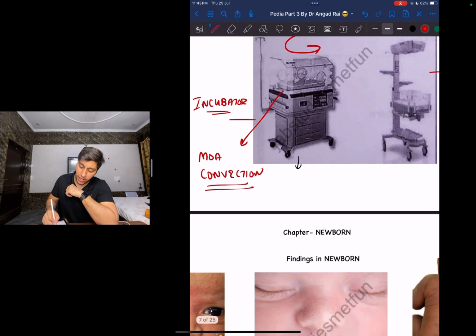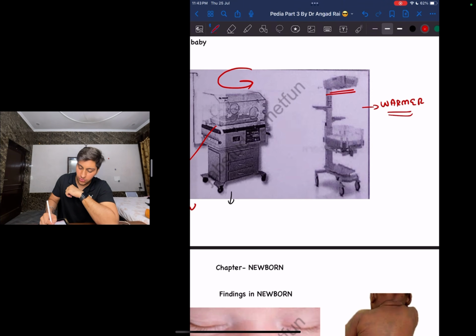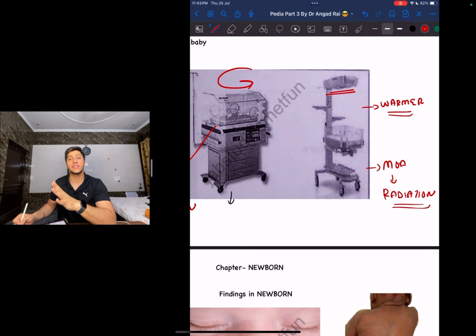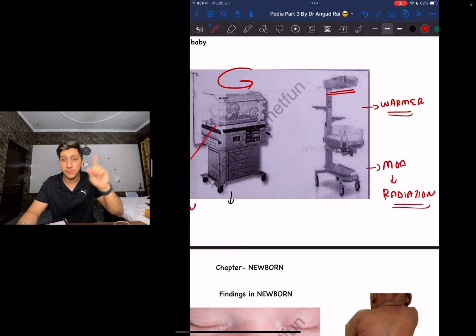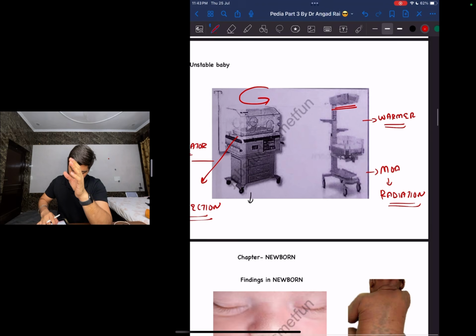Okay. Over here through a large surface area, they're going to transfer, and the process in case of a warmer is radiation. Okay, so please remember this, the mechanism of action in case of a warmer is going to be radiation, while in case of an incubator, because of the air circulating around, that is going to be your convection.